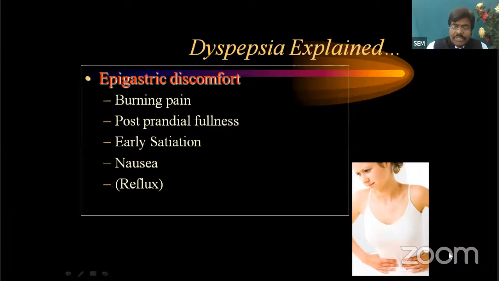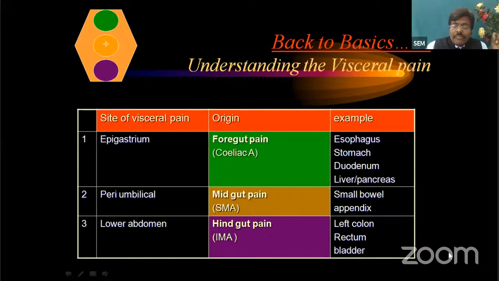If your patient describes any of this, the very important point you have to understand and ask the patient is, please put your hand where you feel the discomfort in your stomach. Invariably, most of the people, if they have a problem with the stomach, usually put the hand over the epigastric region. Why is that? Do you know? This is where you need to understand, and very, very important, a simple slide for you to understand what is a visceral pain, what is a parietal pain.